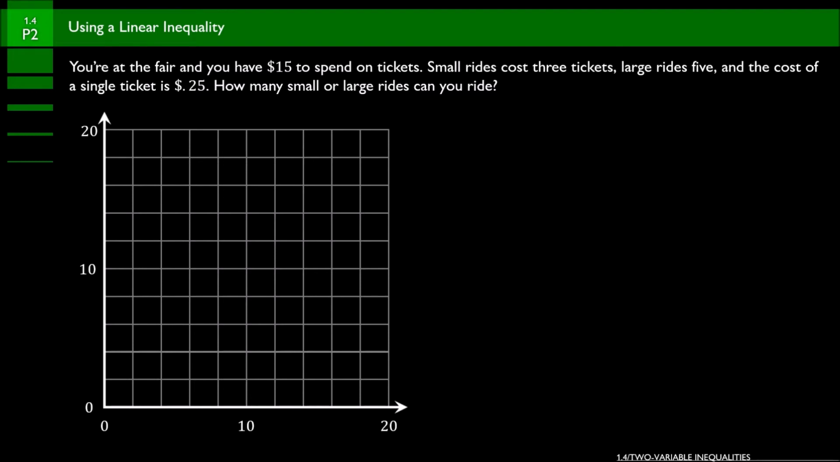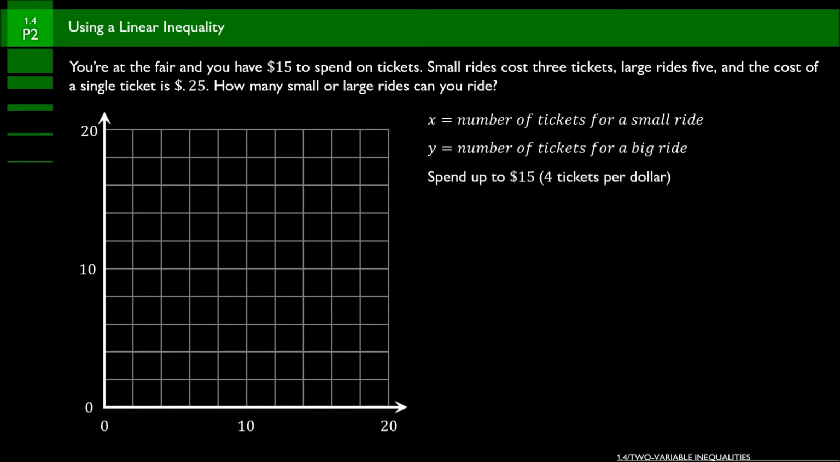Now you notice that we're going to use a first quadrant graph on this, because we can't have a negative amount of tickets and we can't have a negative price. So we're going to say that x is equal to the number of tickets for a small ride. y is going to be equal to the number of tickets for a big ride. And we can spend up to $15 or 4 tickets per dollar.